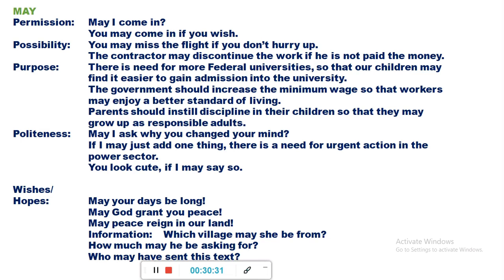And you discover that may is used in combination with should. You can always see, the government should increase, so that workers may enjoy. Parents should instill discipline so that children may grow up. All right, so should combine with may to express purpose in this way.